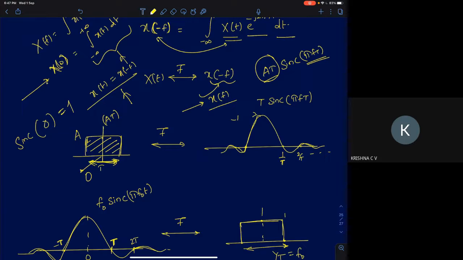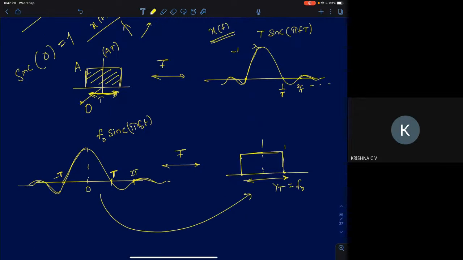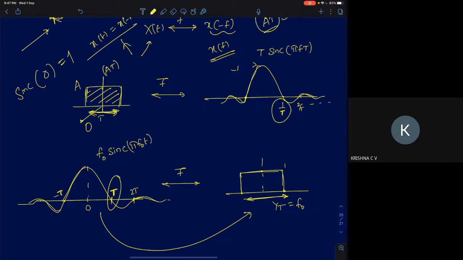So for a real and even signal x of t, if x of f is your Fourier transform, then capital X of t will have a Fourier transform of small x of f. You just have to replace the time variable with frequency, and you will get the same function. So for a sinc function, your Fourier transform is a pulse function. And the width of this pulse is given by 1 by the zero crossing, 1 by t. You see here, first zero crossing, 1 by that will be t. So the same relationship holds here. So you now know the width of the pulse.